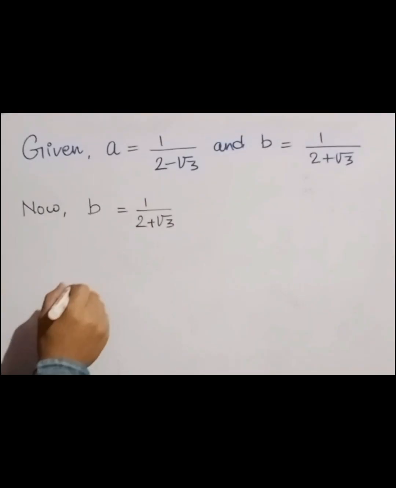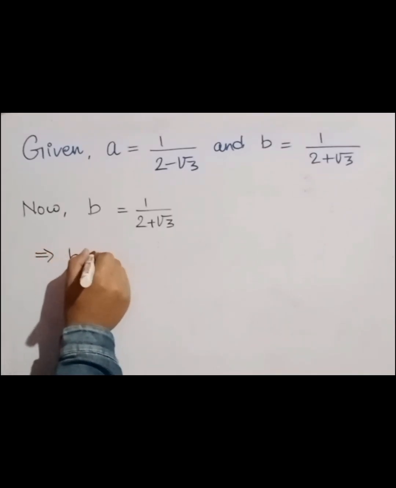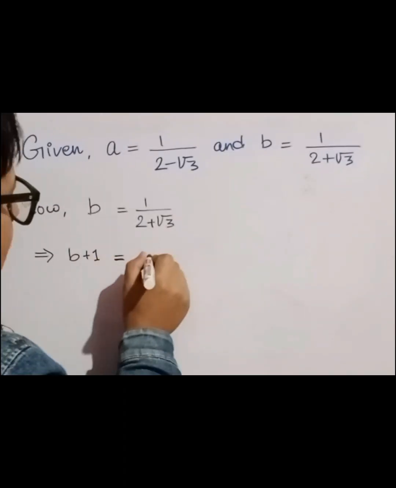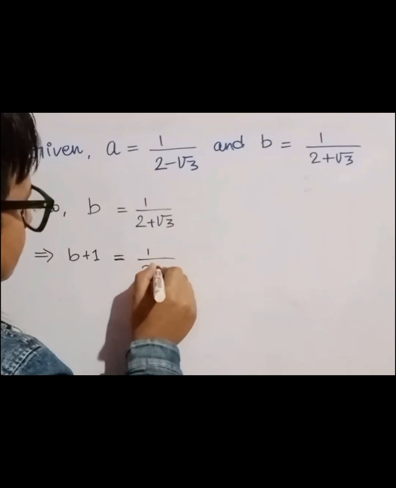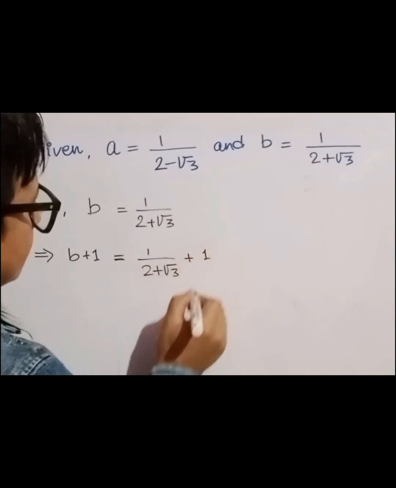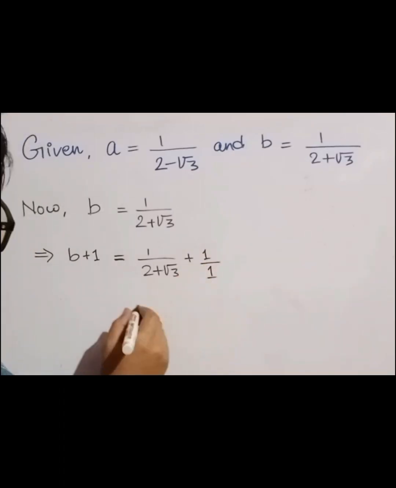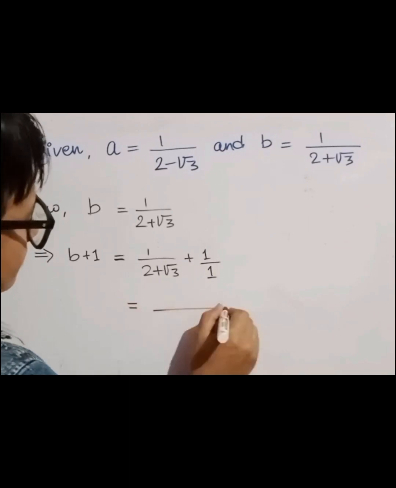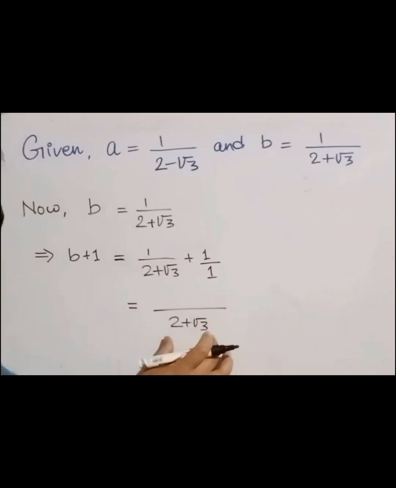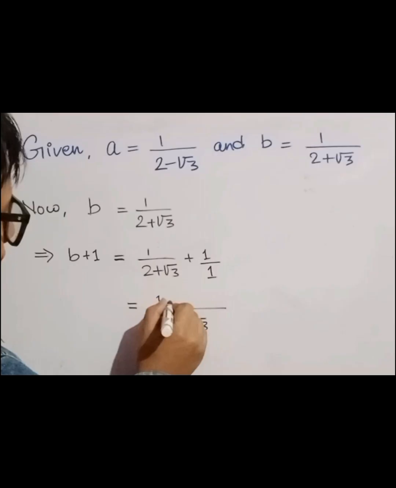So b is given, b is equal to 1 upon 2 plus root 3. Now b plus 1 is equal to 1 upon 2 plus root 3 plus 1. We are adding 1 on both sides, so the right hand side becomes 1 upon 2 plus root 3 plus 1. And below this one there is another 1 because 1 upon 1 is 1. We have to calculate the LCM of these two numbers, 2 plus root 3 and 1, and the LCM is 2 plus root 3. And when we divide this LCM with this 2 plus root 3, the quotient is 1, and 1 into 1 is 1.